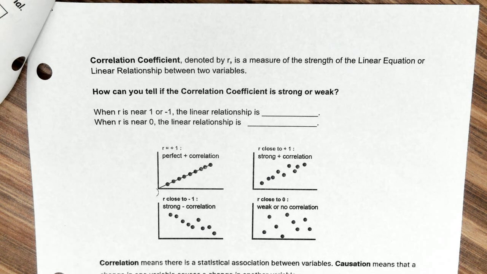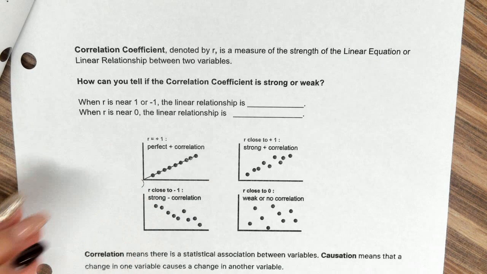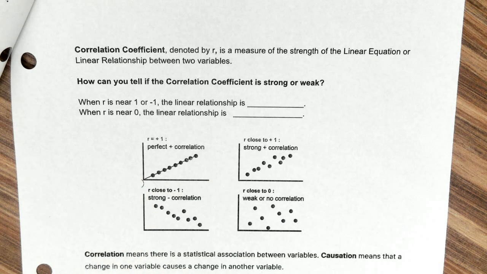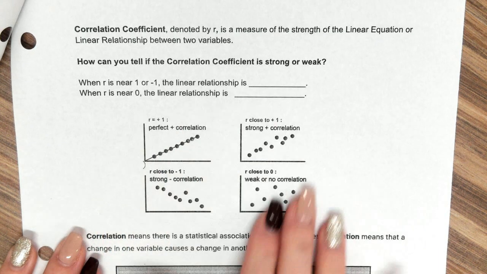Do y'all see right here it says the correlation coefficient is denoted by R. It's a measure of the strength of the linear relationship between two variables. So you know how sometimes there's no relationship at all? Like I said, y'all's height and your grade in my class. So if you were to try to put that in your calculator, the R would be so far away from 1. Make sense? Okay, so look at these graphs right here.